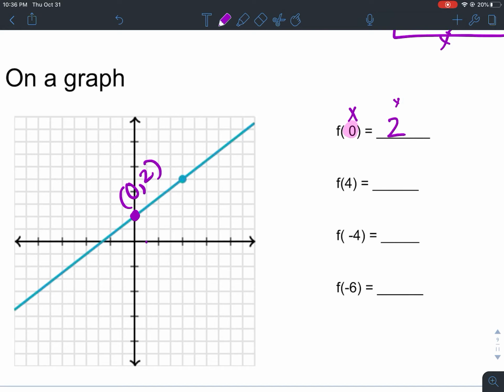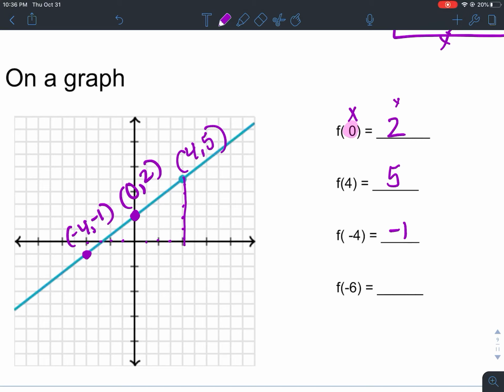Well, what about when x is 4? 1, 2, 3, 4. If I roll up, I hit 1, 2, 3, 4, 5. So this ordered pair is 4, 5. So when x is 4, my y value is 5. Negative 4. 1, 2, 3, 4. Right there. So this point would be negative 4, negative 1. When my x value is negative 4, my y value is negative 1.